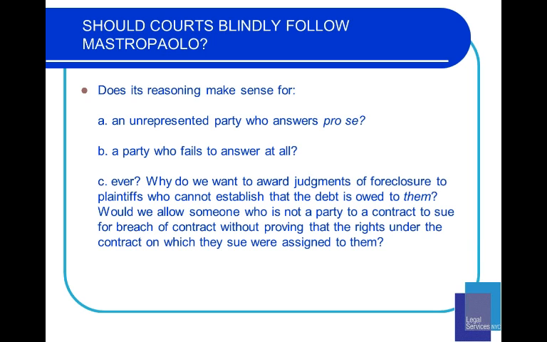Its reasoning makes no sense for anybody, but it makes particularly no sense for unrepresented parties who answer pro se or who have no understanding of the issues whatsoever. It doesn't make any sense for a party who fails to answer at all, because that's certainly not a knowing waiver. And frankly, why should we ever want to have a law which says that you can award a judgment of foreclosure to a plaintiff who can't establish that the debt is owed to them?